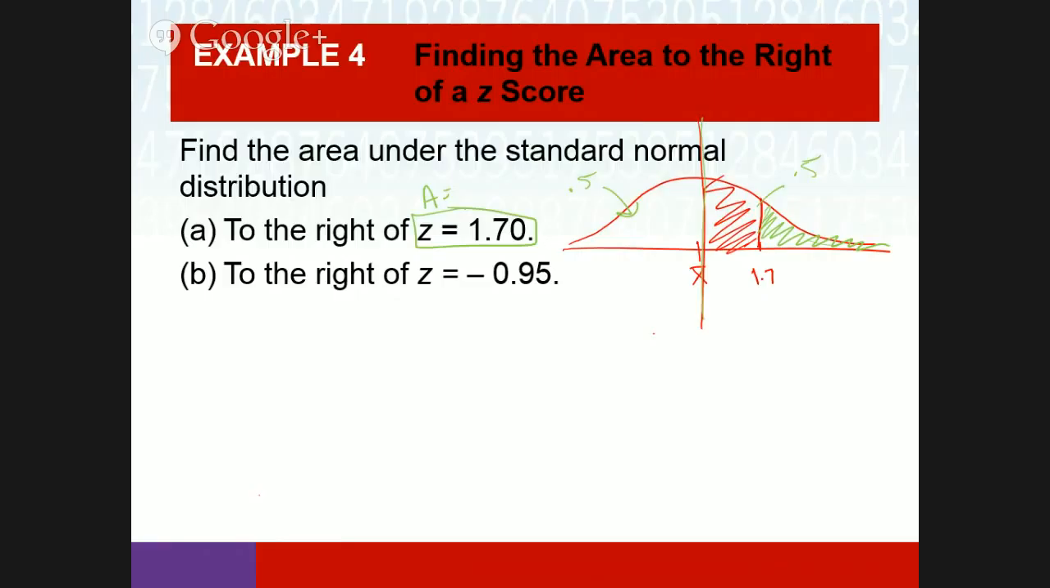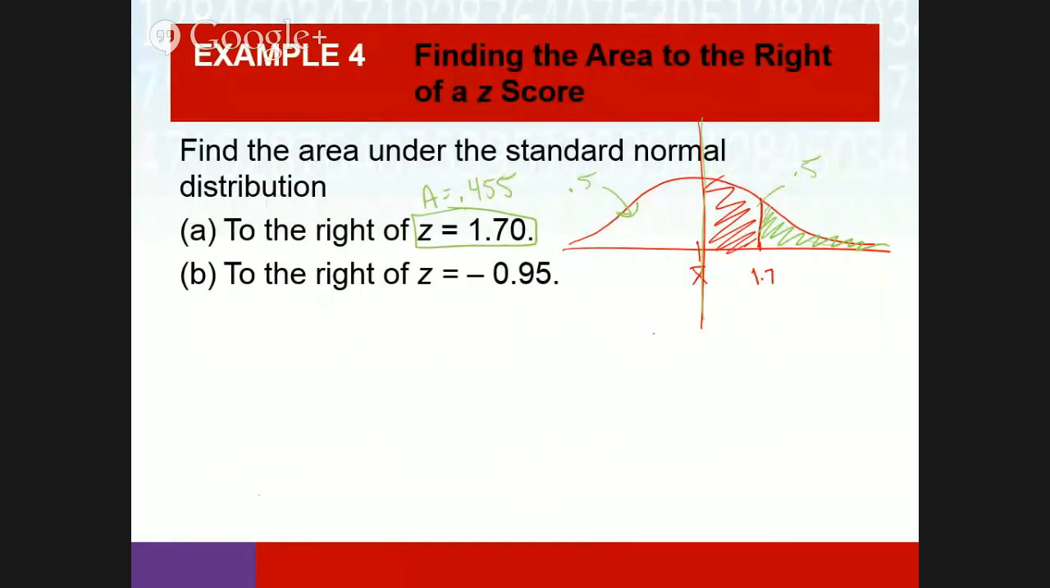I don't see 1.7 on this table. Oh, I know, it's in the very top right column. Did everyone find the corresponding area? 1.7 is 0.455. So that tells us the red shaded area is 0.455.